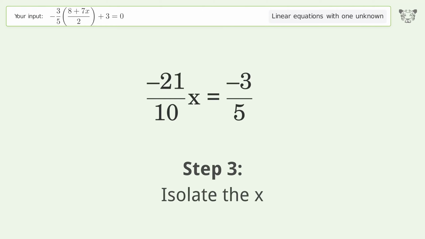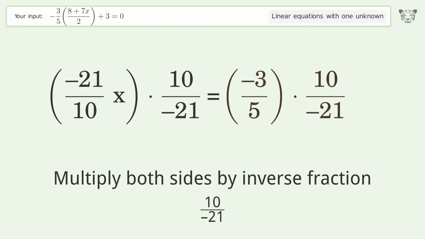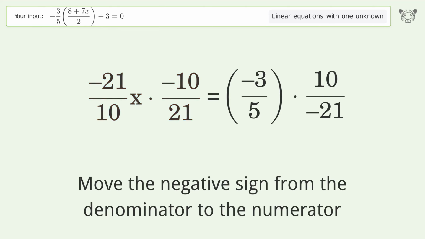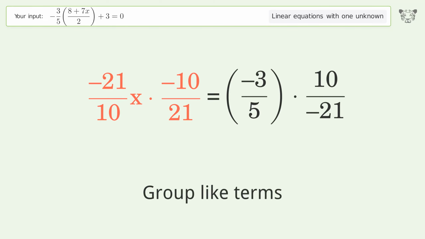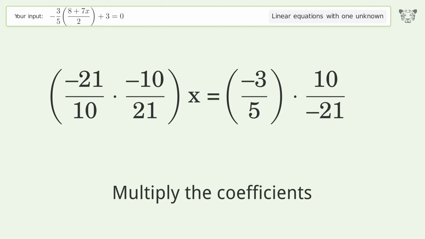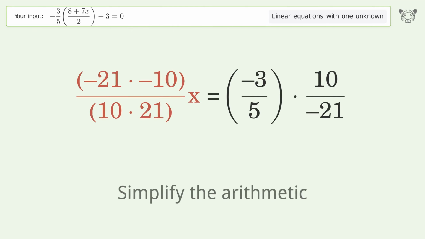Isolate the x. Multiply both sides by inverse fraction 10/-21. Move the negative sign from the denominator to the numerator. Group like terms. Multiply the coefficients. Simplify the arithmetic.